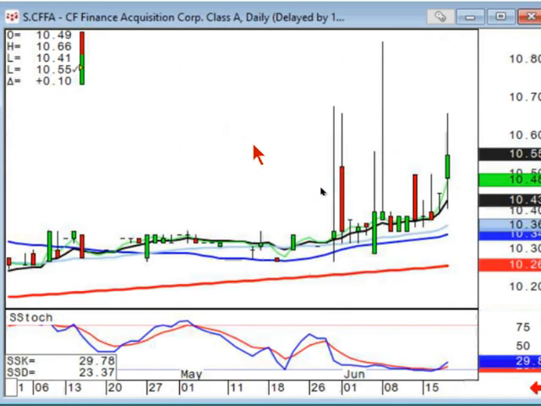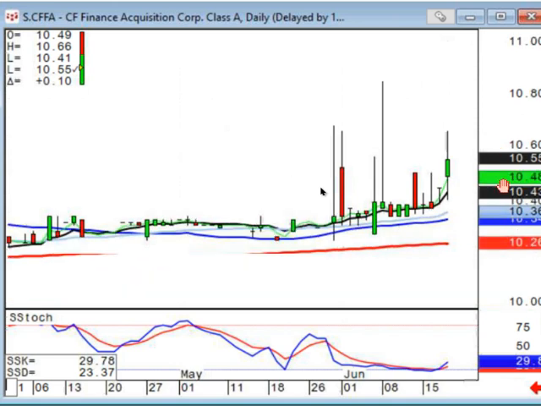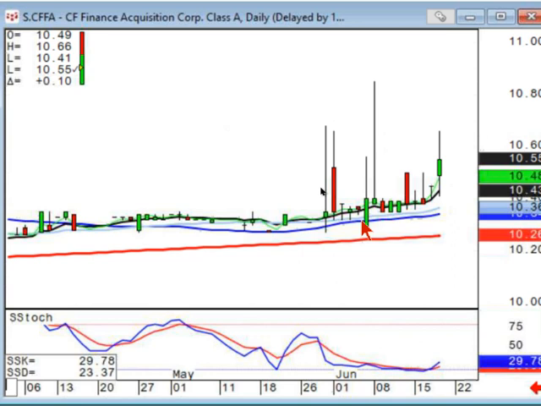CFFA. Make sure your volume, it looks like a low volume stock. That's a toughie to trade because of the whipsaw action, and it's not a very big percentage mover. If you're long, you can stay long. It's just not a good trading stock.